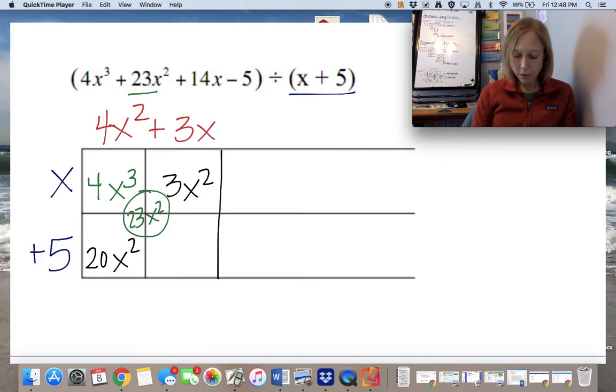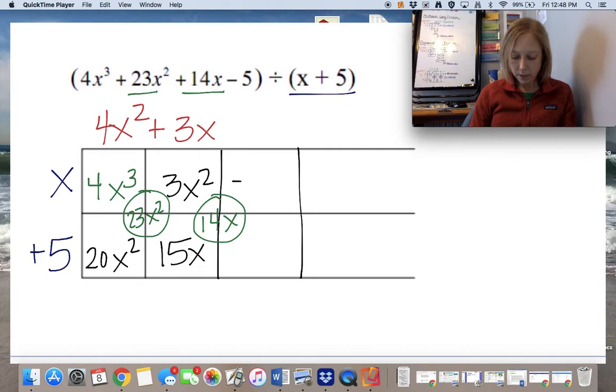Go down below and multiply. 5 times 3x is 15x. Look back up above. We need these two things that are diagonal to add up to 14x. 15x minus 1x is 14x. Now we go back up. X times what is negative 1x? Negative 1. 5 times negative 1 is negative 5.